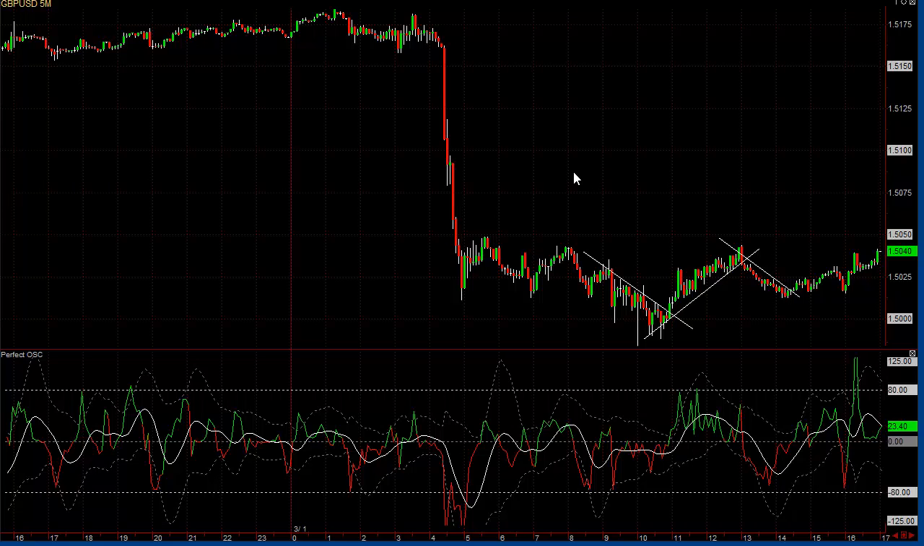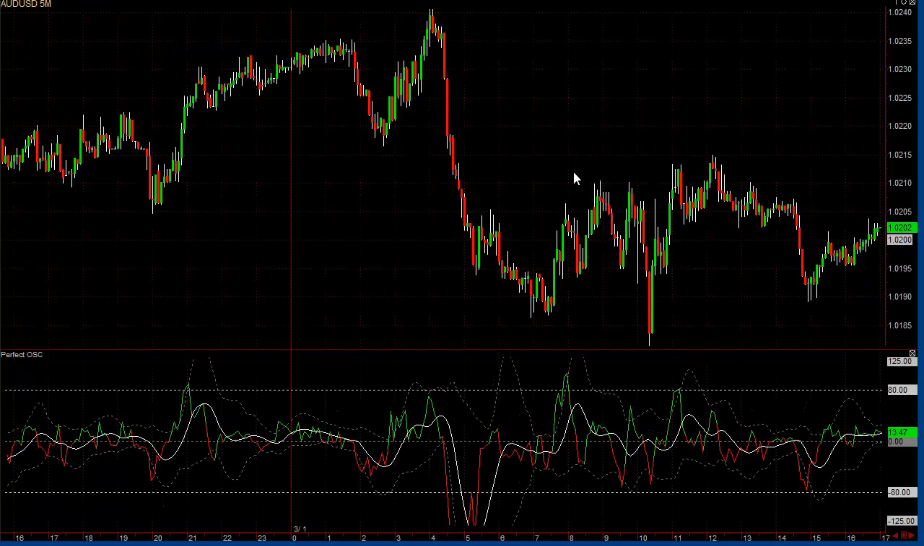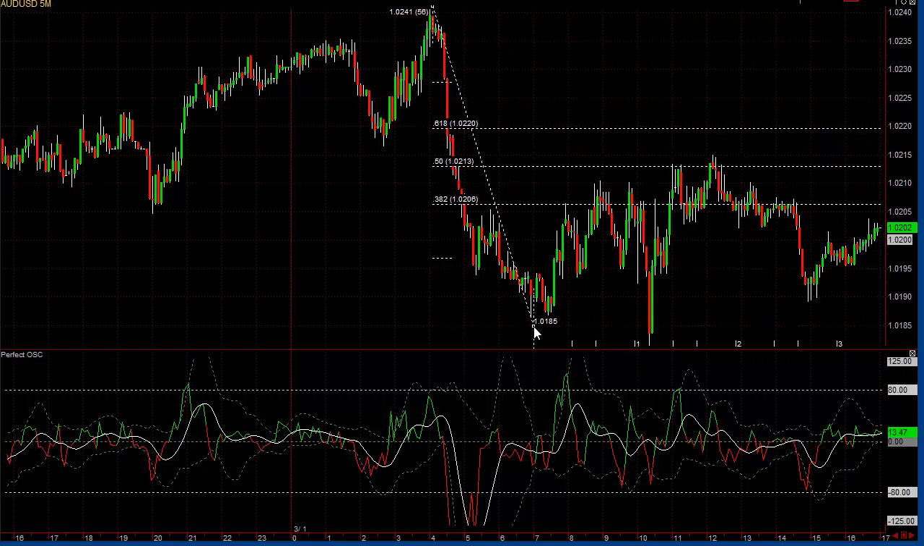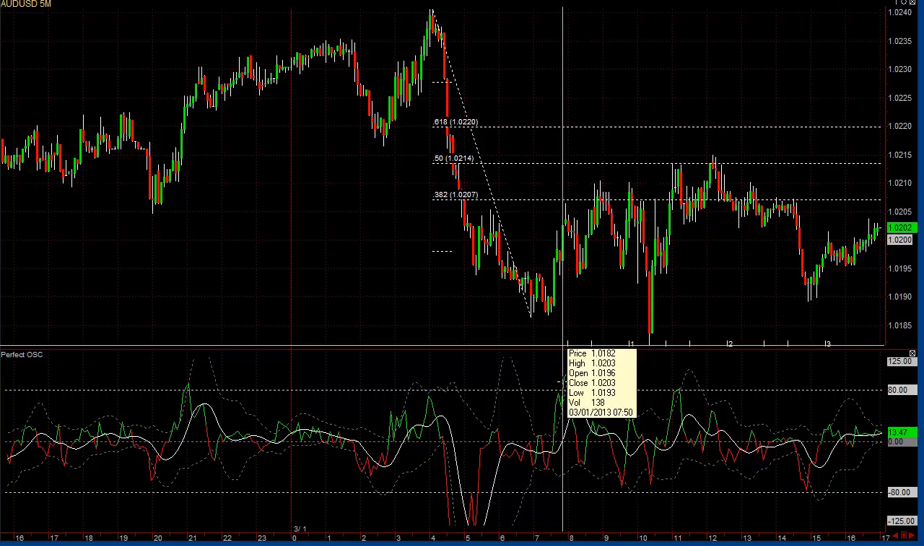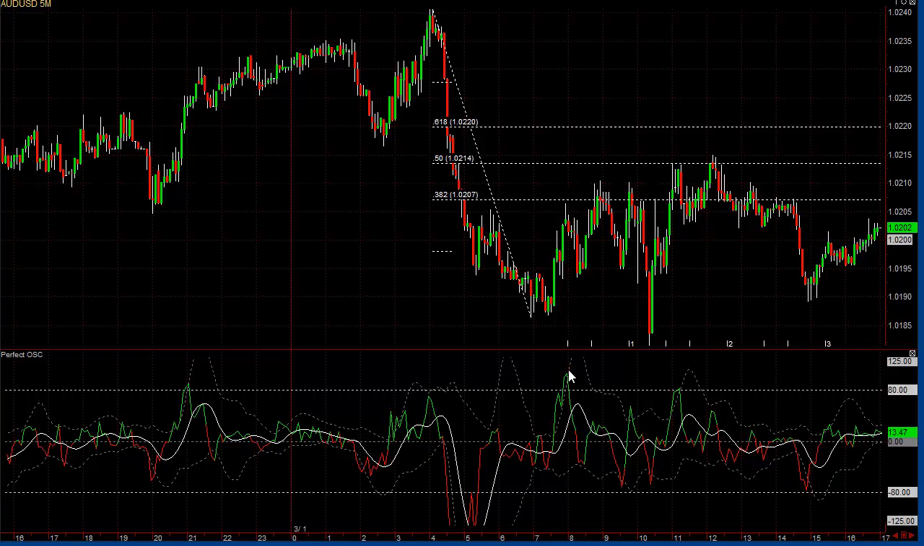Let's take a look at Australian dollar, for instance. Now this is a big trend down. We always want to draw our fibs on the move, and usually the 38 to 50% level is going to be a decent place to look to go short. You can see this move up right here is at an extreme, and you go short, and it only pulls back about 10 pips. It makes a higher high here with less momentum, and that's a very clear reversal sign.